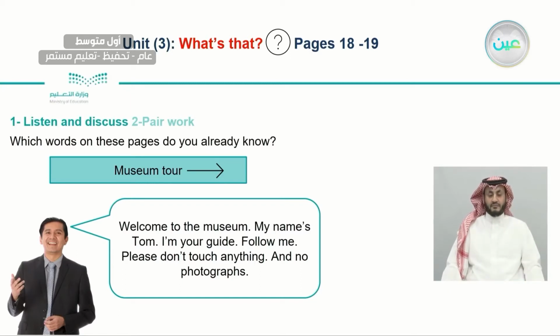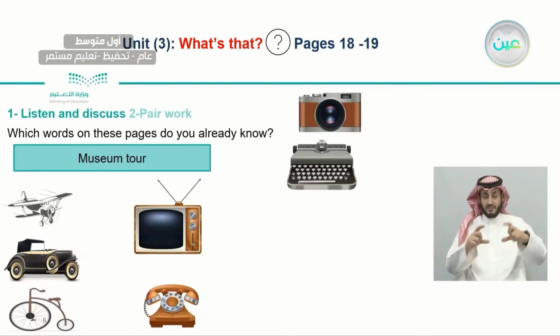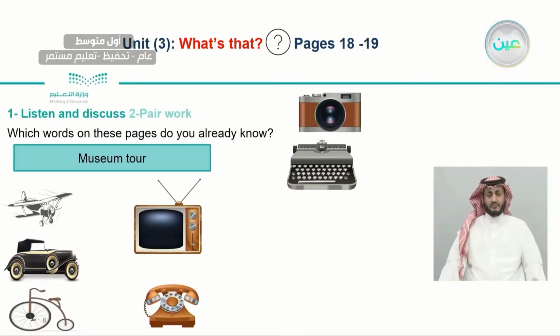Welcome to the museum. This is how you can use this sentence to welcome your audience or your readers. My name is Tom. I'm your guide. Follow me. You give instructions here. Please don't touch anything. Use a polite way to give directions. Okay? And no photographs. You can write this at the very beginning of the brochure. This would sound nice.